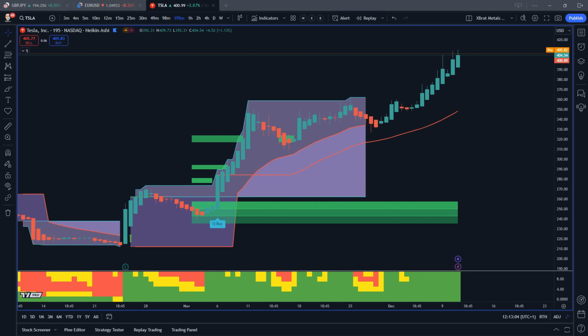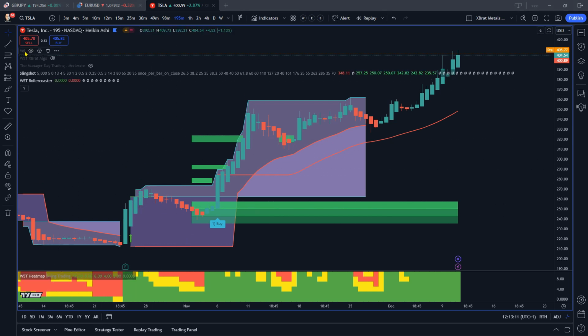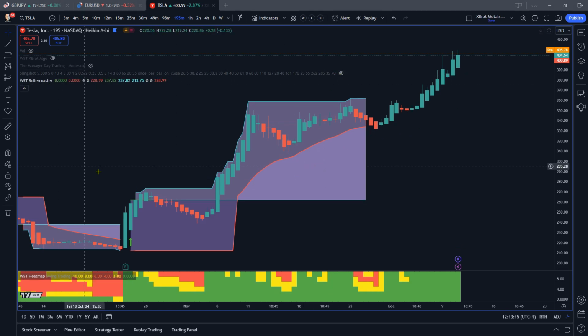So this is the Tesla move. I've got the Roller Coaster, which is this purple strategy here, if I just hide the Slingshot for now. Okay, so this is the earnings here at this point. The next candle there, and then we go here, so 195. So the candle after earnings, we get a signal. You see the green arrow down here pointing up, and this is a Roller Coaster signal.